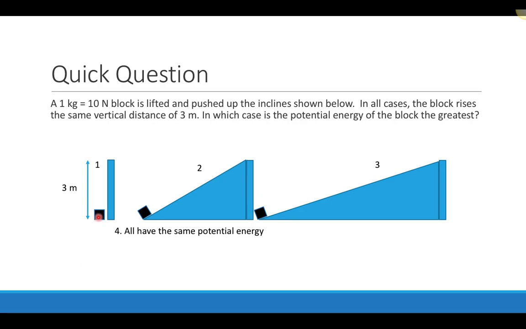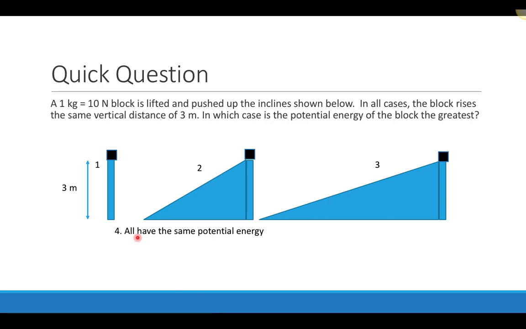So in the first case, the block is moved straight up and put on the top. Here it's pushed up the incline, and then here's another incline, it's pushed up to the top. So eventually they're all going to reach the top like this. And so the question is, which one is going to have the greatest potential energy?